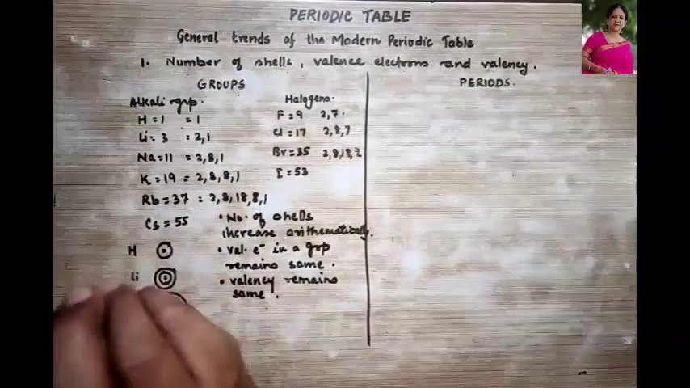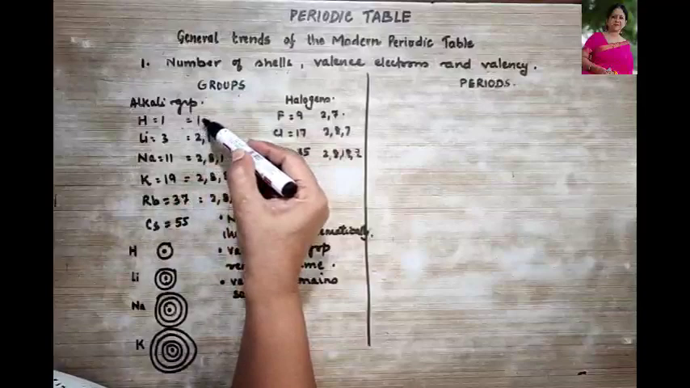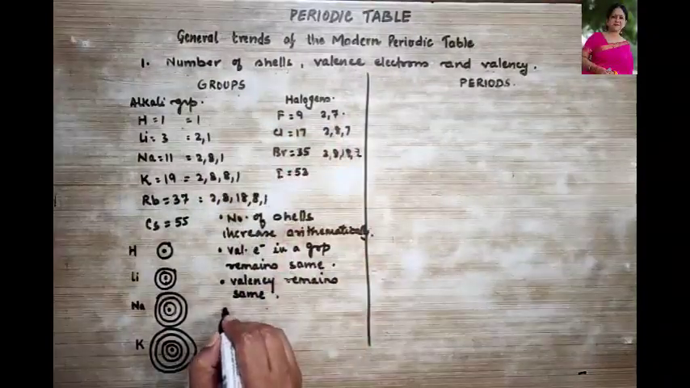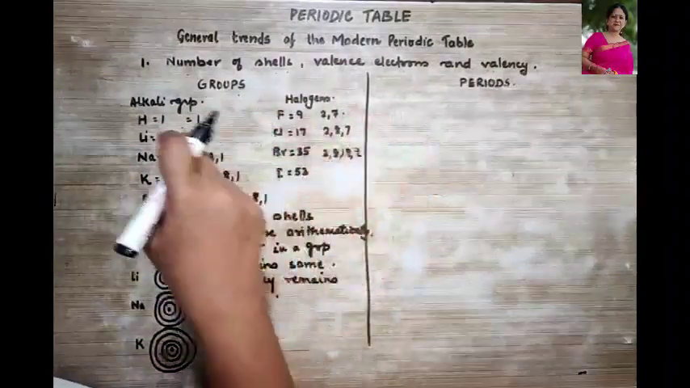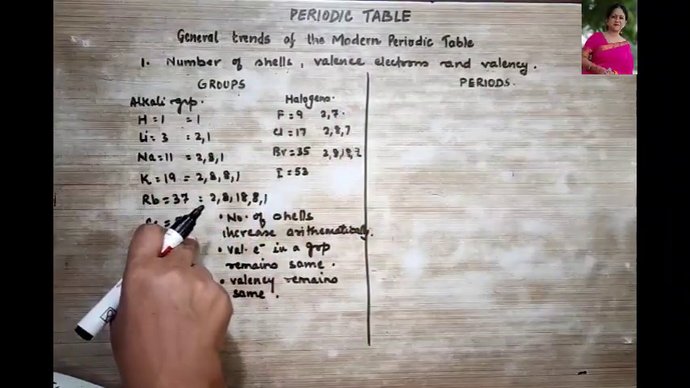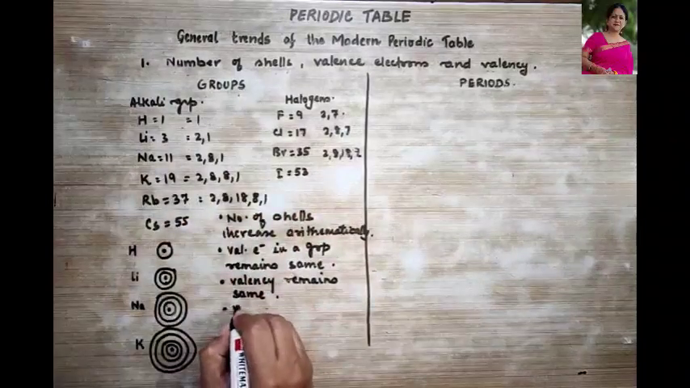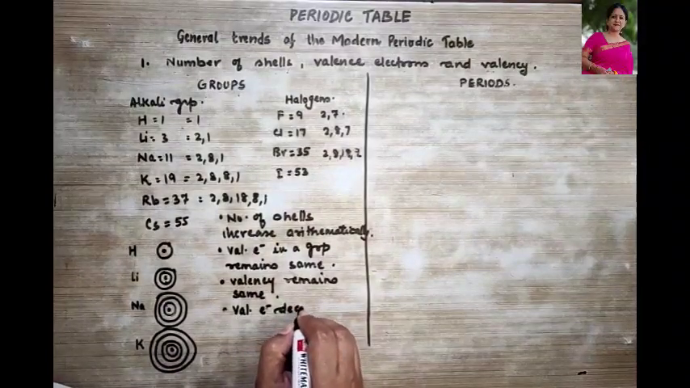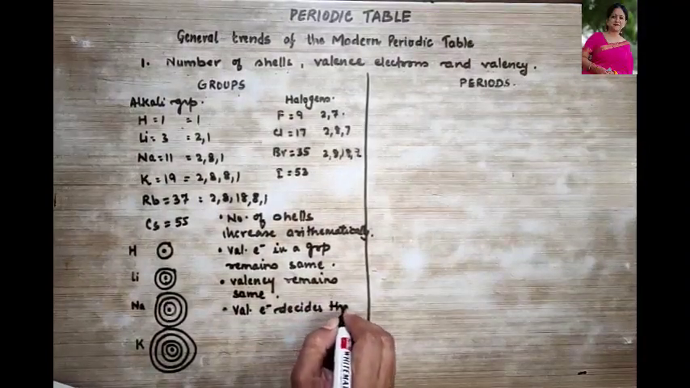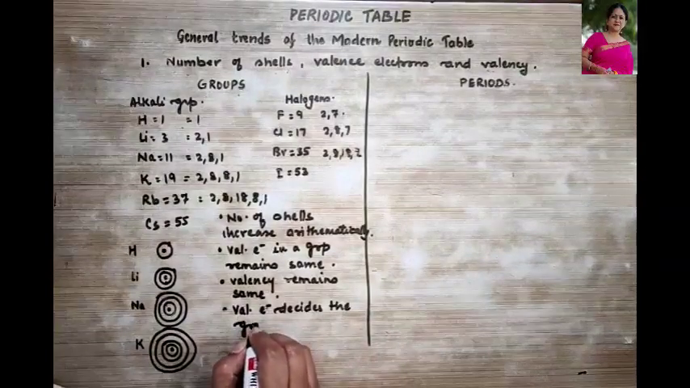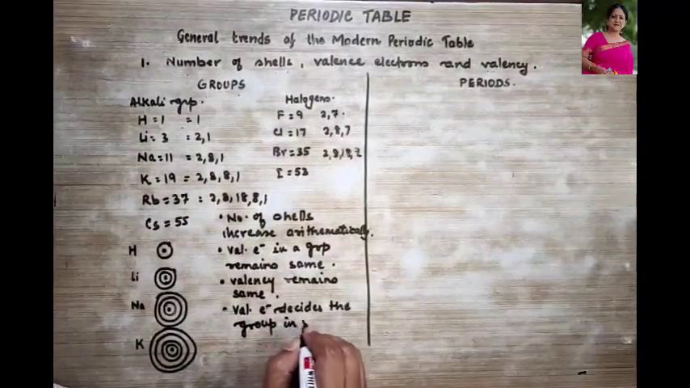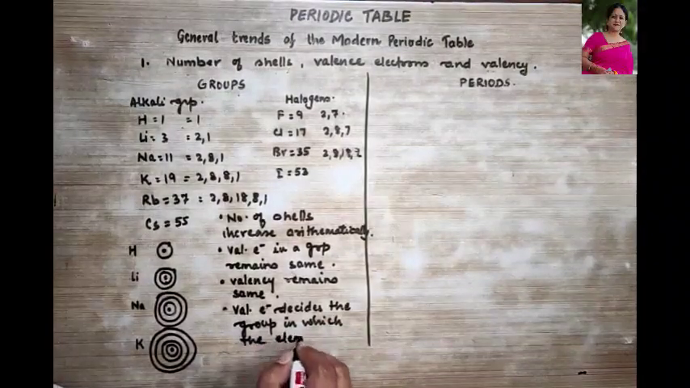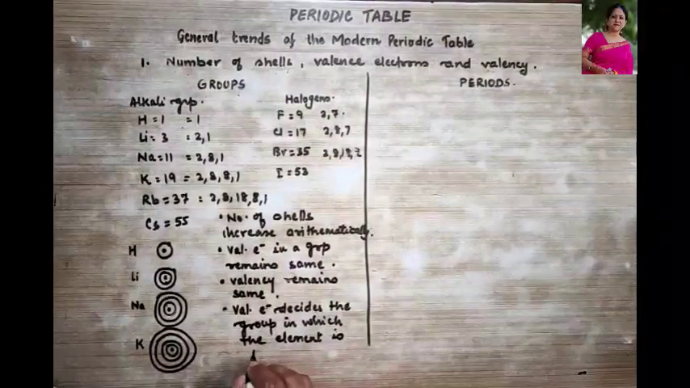Now, next important point, understand it. The valence electrons, I'm talking about this. The valence electrons, they always decide about the group in which the elements are present. Okay, what did I say? Valence electron decides the group in which the element is present.